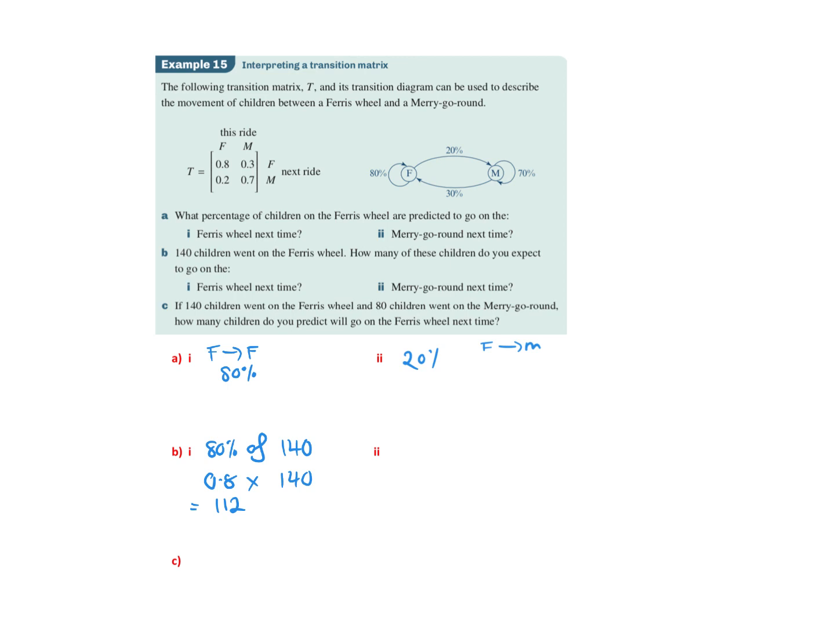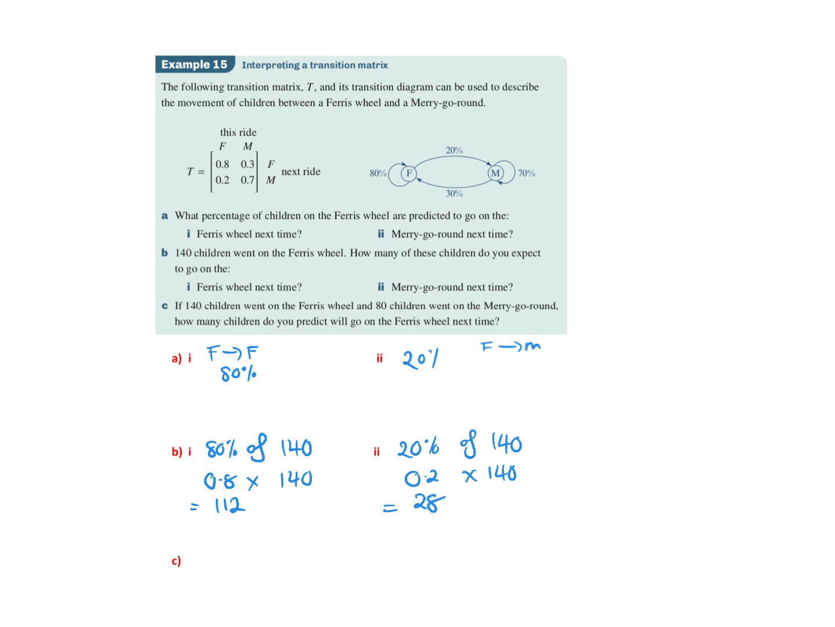Okay, now the next one, they want to know, of the ones on the Ferris wheel, how many go to the merry-go-round? So we said that was 20%, and it must be 20% of the 140 on the Ferris wheel. So if we change that to a mathematical equation, what does that end up being? 28, is it? Yep.